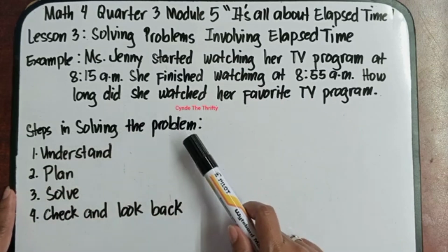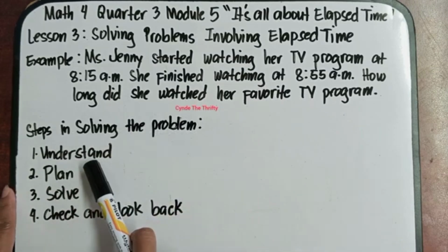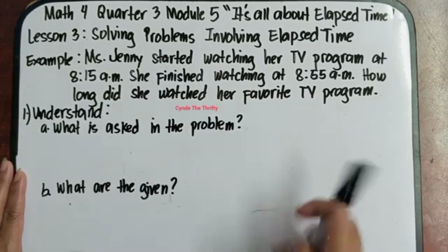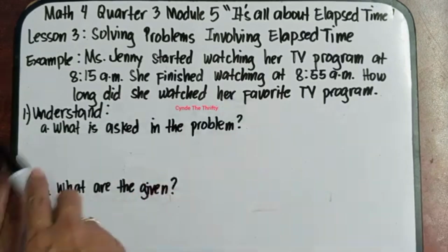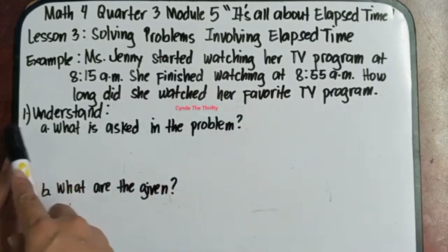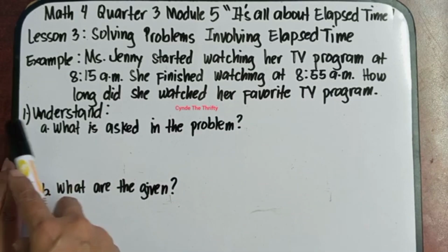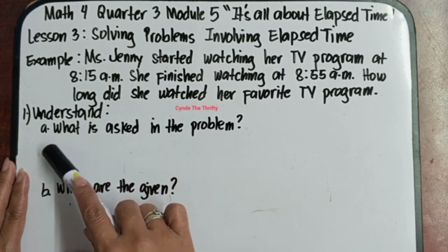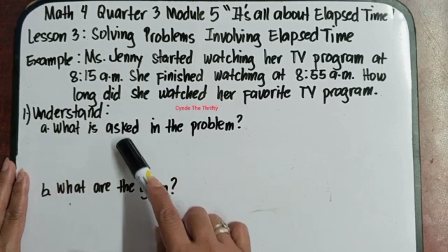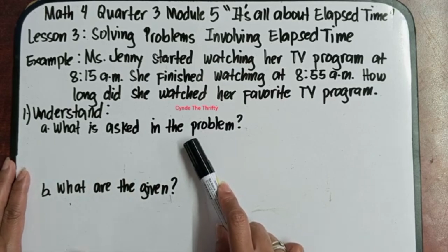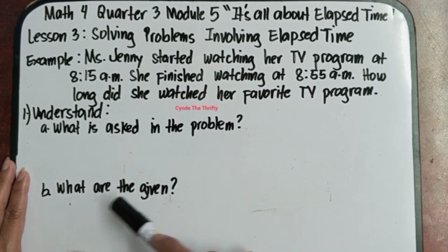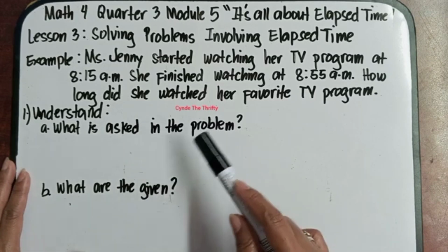So, ano ang mga steps na yon? Step 1 is understand. Step 2 is plan. Step 3 is solve. And step 4 is check and look back. So, mag-start na tayo. Uunahin natin ang understand. Ito yung first step sa ating solving problem. So, understand. Kailangan nating intindihin kung ano yung hinahanap sa problem. So, letter A, what is asked in the problem. So, iintindihin natin kung ano yung hinahanap sa problem. At letter B, what are the given. So, kung ano yung given sa ating problem.